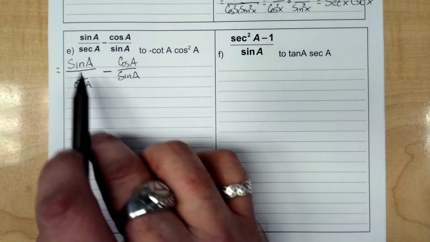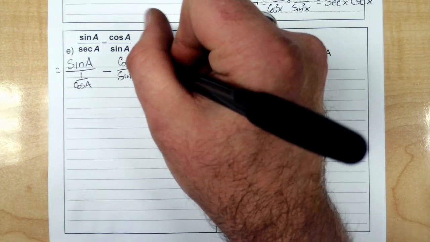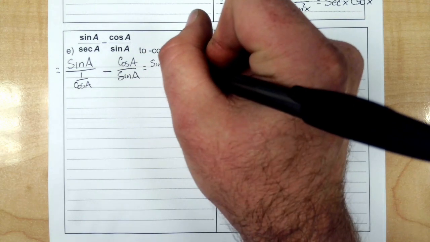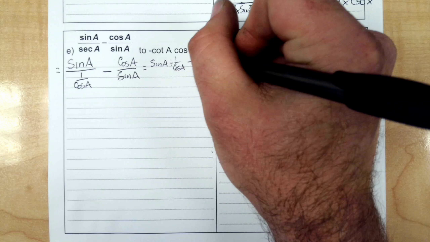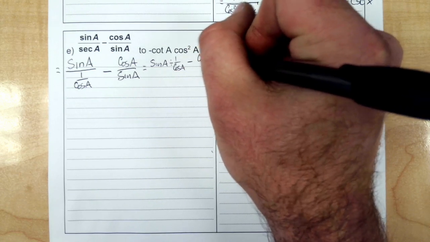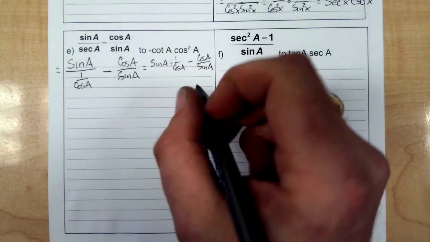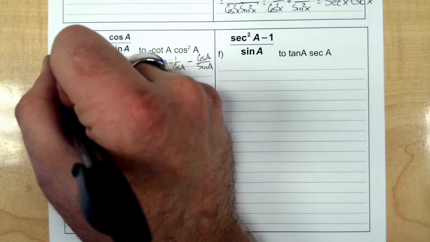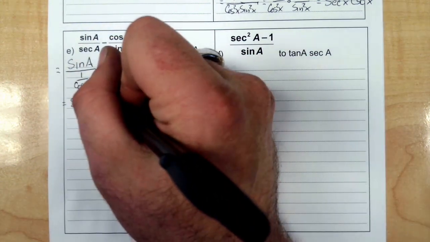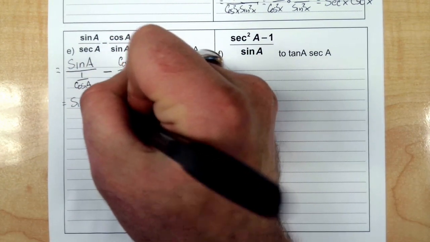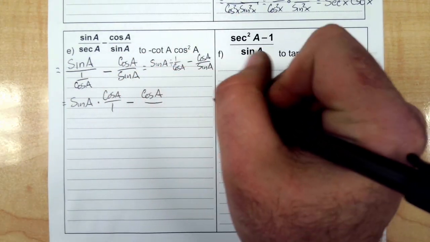Now, when you divide by a fraction, you can keep, change, and flip. So we really have the sine of A divided by 1 over the cosine of A, and then minus our cosine over sine. So I'm going to keep that sign, change that division into multiplication, and flip, so the cosine of A over 1, minus the cosine of A over the sine of A.